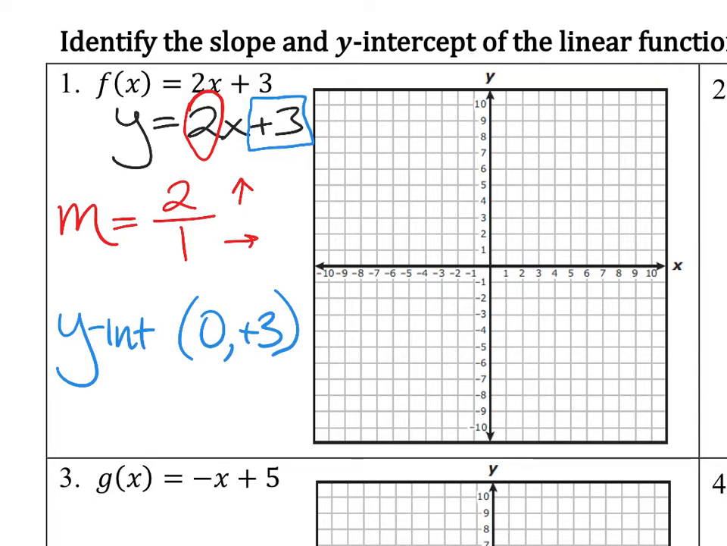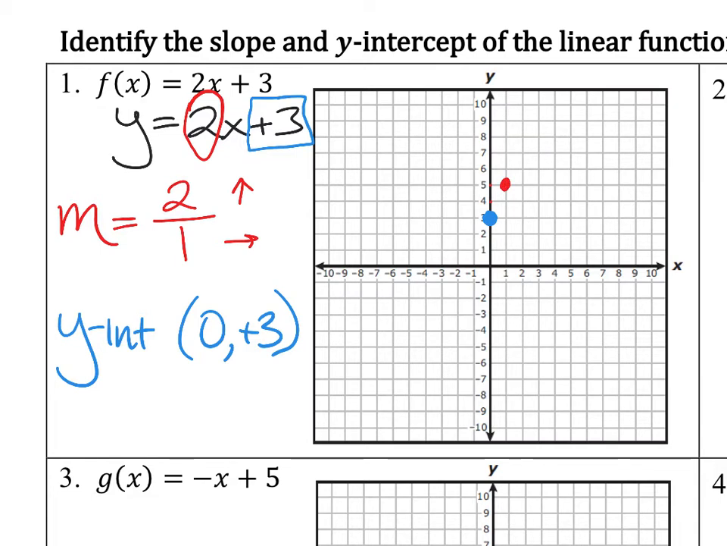So everybody right now, I want you to plot a nice, good coordinate point on the y-axis at 3. That's the coordinate 0, comma, 3. Then I'm going to use my slope to find more points. We said the slope was 2, which means I'm going to go up how many? 2. And over how many? 1.